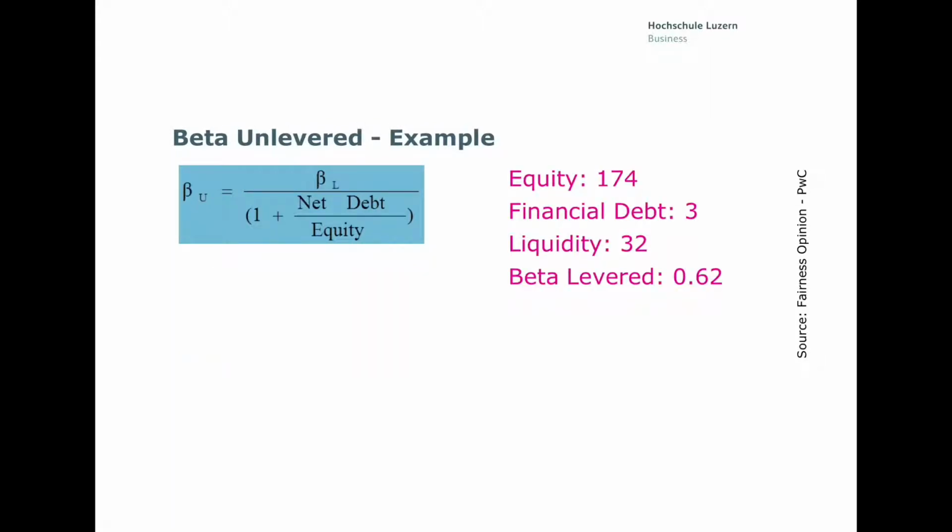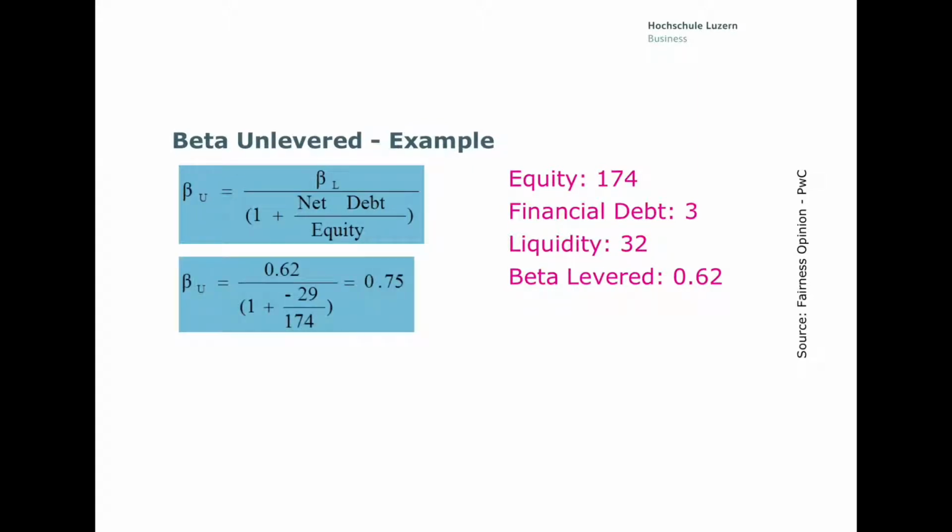Based on these numbers, we obtain an unlevered beta of 0.84. Now assume a slightly different set of numbers. Assume that the firm's equity is 174 and its financial debt is 3. Furthermore, the firm has liquidity of 32. The levered beta implied by the CAPM is 0.62. The unlevered beta based on these numbers is 0.75.